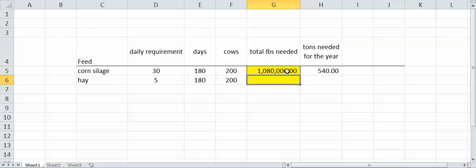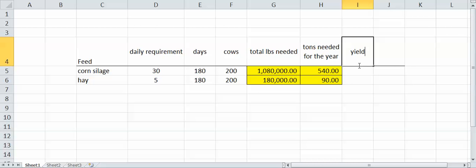Or I can come up to here, click on the cell with the formula in it, approach the bottom right hand corner, wait till my cursor turns into this narrow X, click and drag down, and my formula drags down. I need 1,080,000 pounds of corn silage. I need 180,000 pounds of hay. I need 540 tons of corn silage. I need 90 tons of hay. I'm going to highlight those just for fun because the computer told me. The computer made a computation there.